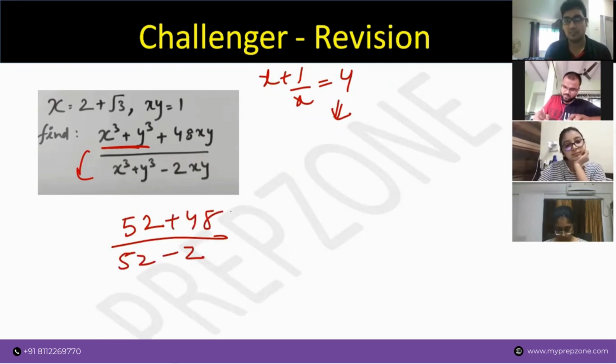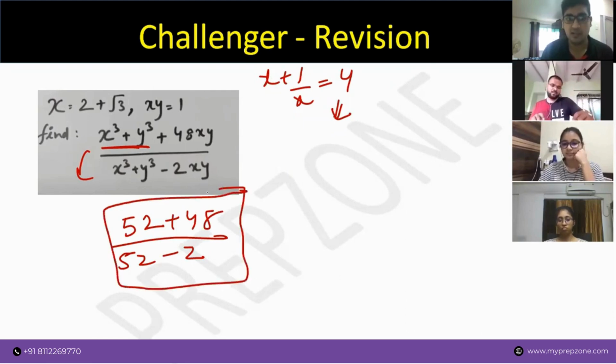Wow. Such a beautiful number. 100 by 50. Answer is 2. So if you're someone who has only written this much in your notebook, I think you're absolutely on the same page and you're doing good. If you have written anything extra than this, you need to work upon it.